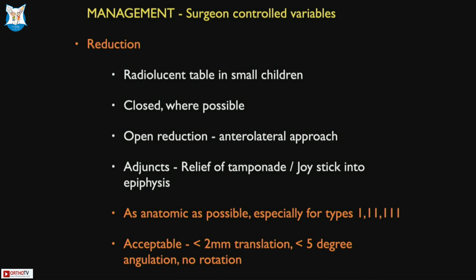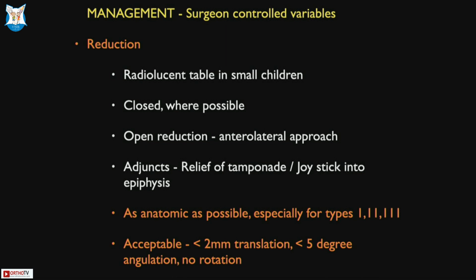In terms of reduction, this is critical. How you choose to do it, whether on a radiolucent table or a fracture table, is dependent on you. Most of the time we end up doing it on a radiolucent table because you don't get the appropriate sizes. Do not hesitate to open the fracture site and get an accurate reduction, because that's a key thing. Don't accept a substandard reduction. You may have to use adjuncts to relieve the tamponade. Even if you achieve a closed reduction, make just a small nick to decompress the hematoma.